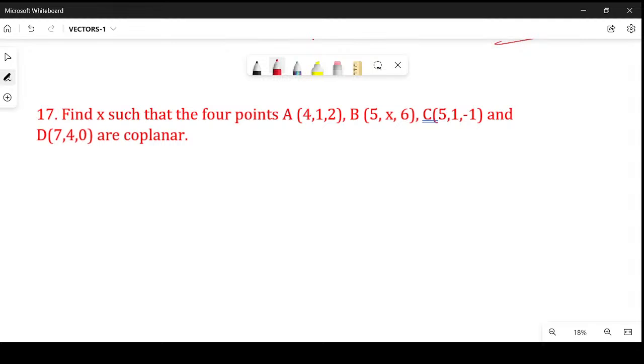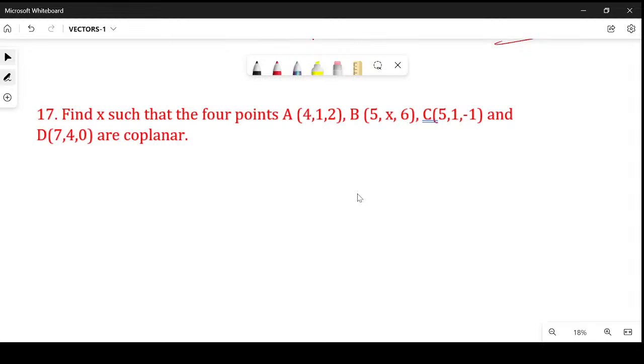See now this problem. Find x such that the 4 given points are coplanar. When the given 4 points are coplanar, since 4 points are coplanar, you can write box AB bar, AC bar, AD bar equal to 0. That concept you can use here. Box AB bar, AC bar, AD bar, the box product is equal to 0 when the vectors are coplanar. When they are asking that the given points are coplanar, you should find the x value. So we can use the same technique.